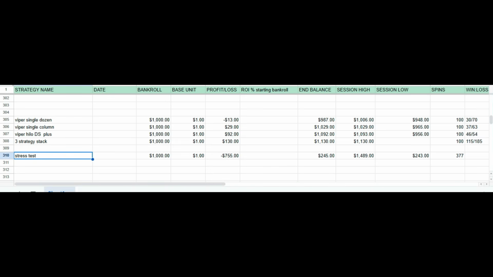So yeah, I'm gonna wrap this up, and then I am going to actually reset. So I'm going to pause here because I showed you all the stats. The session lows on the singles by themselves didn't dip down too bad.